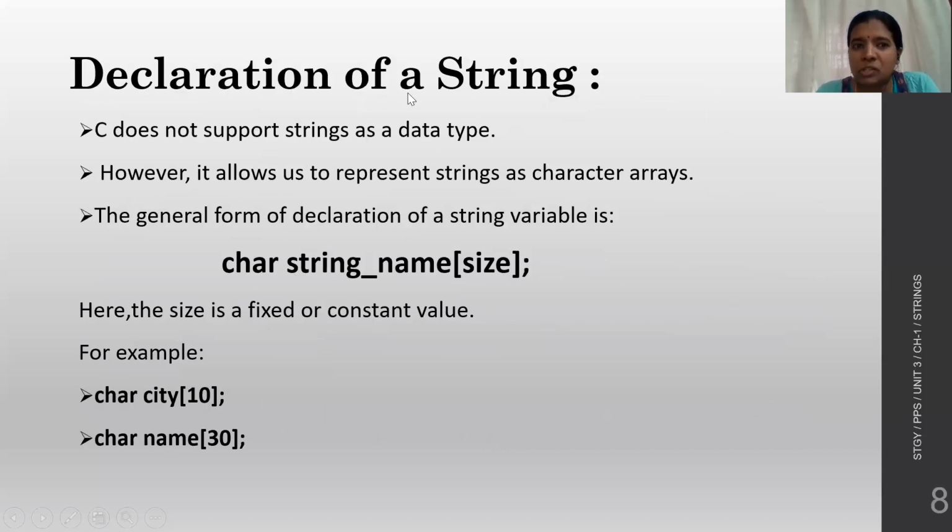Okay, how do you declare a string? C does not support string as a data type, so you use a character array. Therefore it is char, the data type, then the array name, which is nothing but the string name, and in the brackets the size. Size is a fixed quantity. For example, if I write char city[10], it means the city can hold up to 10 characters. Name can hold up to 30 characters, where size is a fixed value.